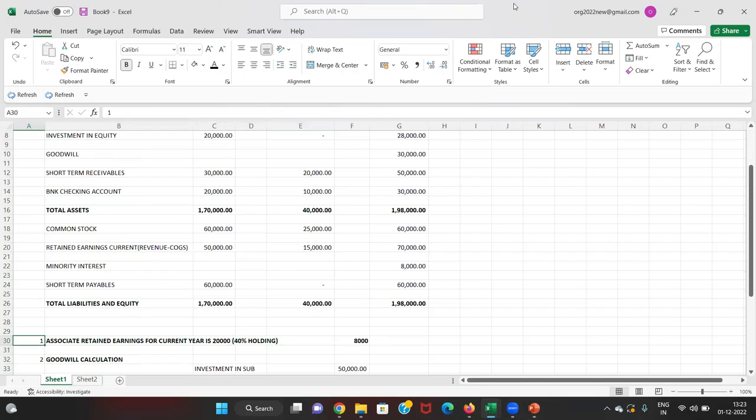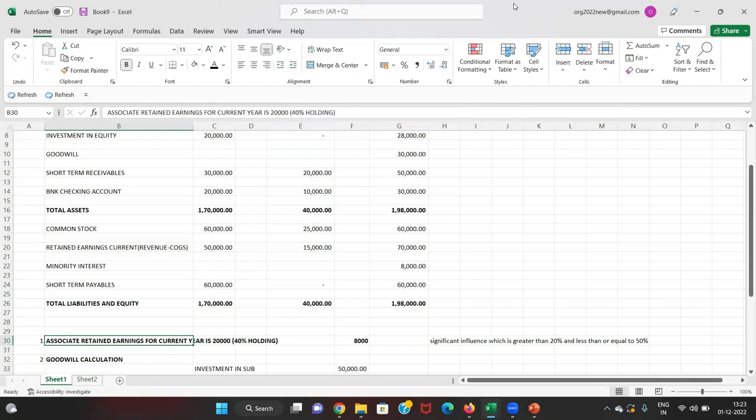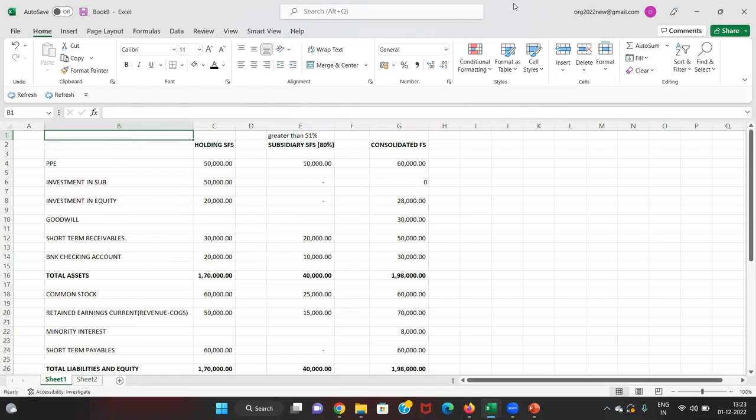Another entity we have taken is an associate, where we don't have control, but we have significant influence, that is greater than 20% of the holding but less than or equal to 50%. Significant influence is an influence which is greater than 20%. In such a case, we'll just take the profit of the associate that has been earned during the period after which we acquired the significant influence over it, and add the profit to our investment amount, the investment that we have made in the associate.